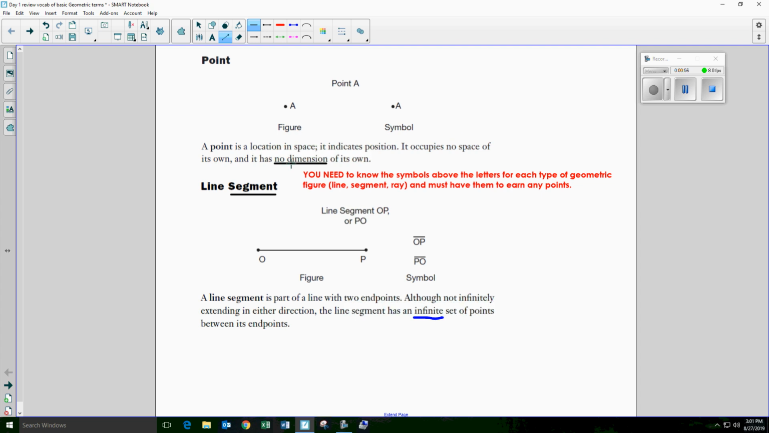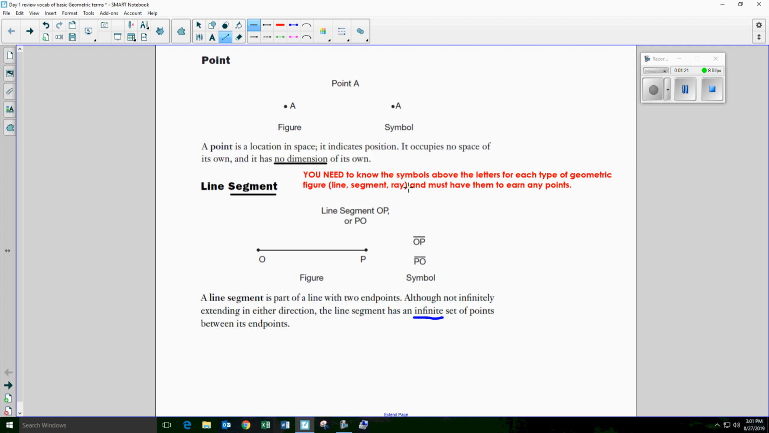So if you ask which figure is 0 dimensions, you would say a point. 1 dimension is a line segment, any part of a line. Line segment, ray, or a line. That is 1 dimension. A plane, which we'll get to on the next page, is 2 dimension, and space is 3-dimensional. All right.